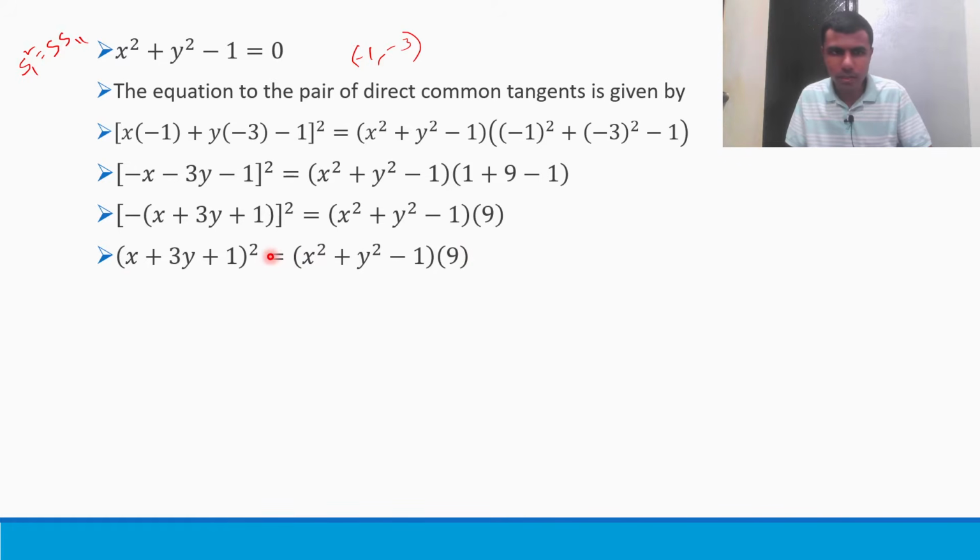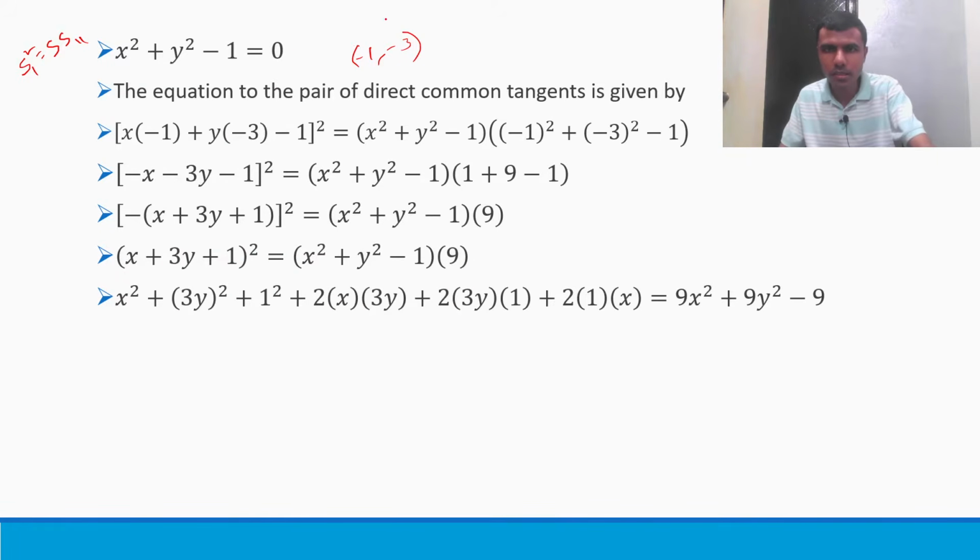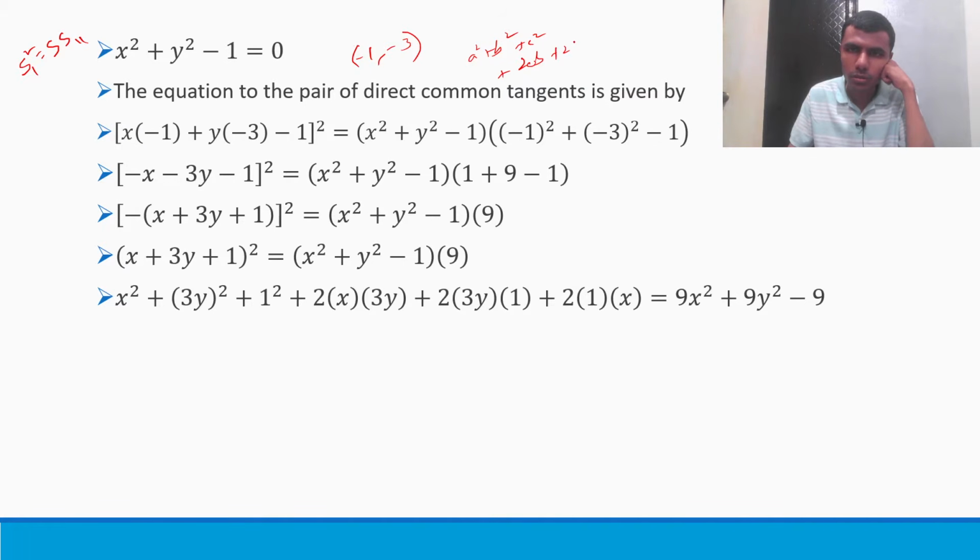Now just expand this, the (a plus b plus c) whole square formula. In case you forgot, it is a square plus b square plus c square plus 2ab plus 2bc plus 2ca. Sorry for the handwriting. Here my a is x, b is 3y, and c is 1. So 2bc is 2 into 3y into 1, and 2ca is 2 into 1 into x. The right side: 9x square plus 9y square minus 9.